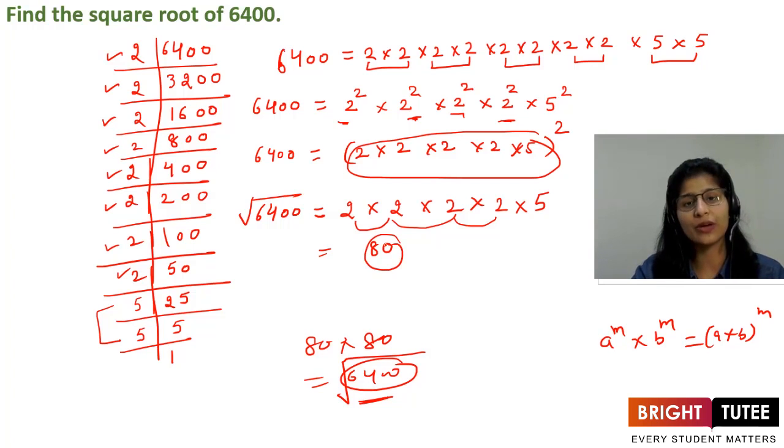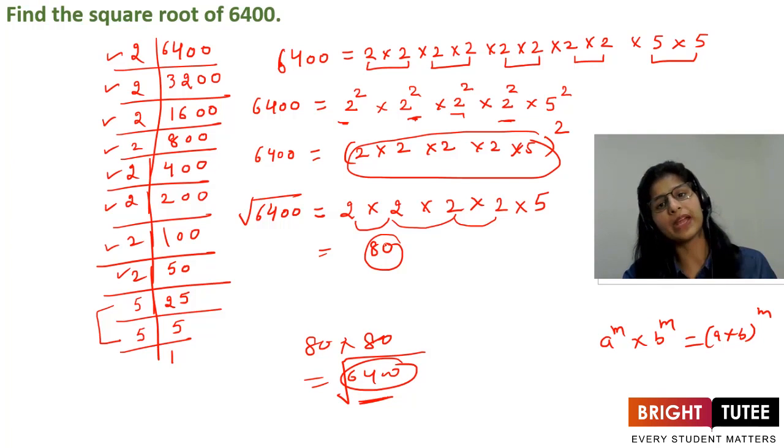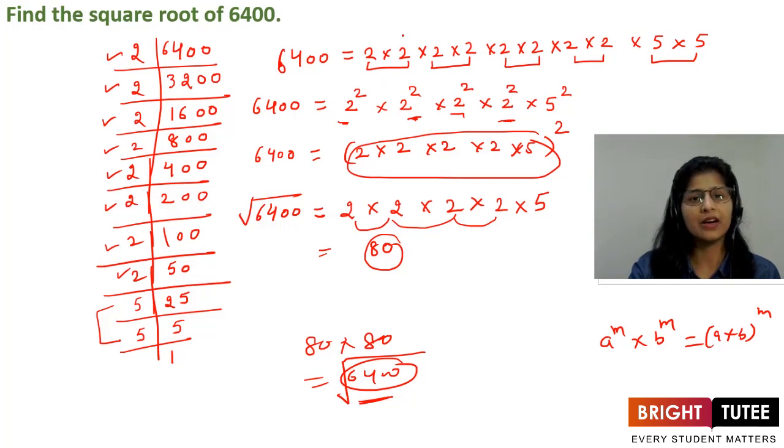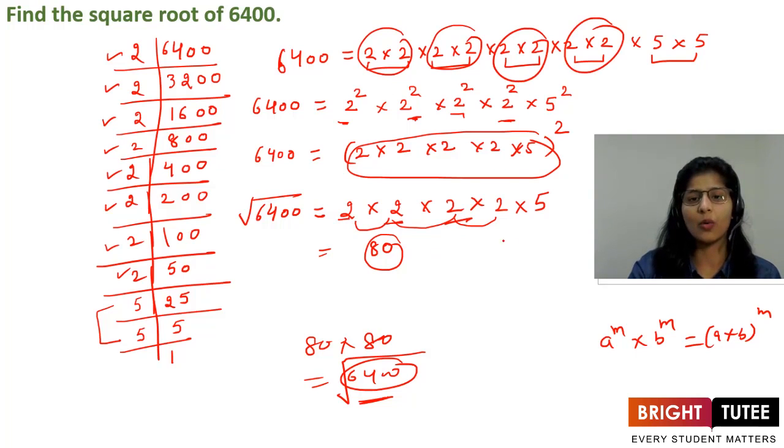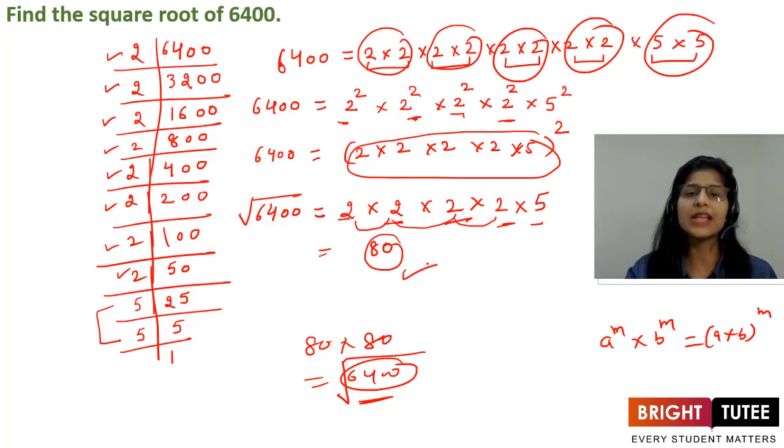So how do we find the square root of any number using prime factorization? Just do the prime factorization like this. Make pairs and from the pairs just take one number. Like from this I took 1, 2. From this another 2. From this another 2. From this 1, 2 and from these two 5s, 1, 5 and we got the value as 80. So directly we're getting the square root of 6400 using prime factorization. This is how we calculate square root of any number using prime factorization.